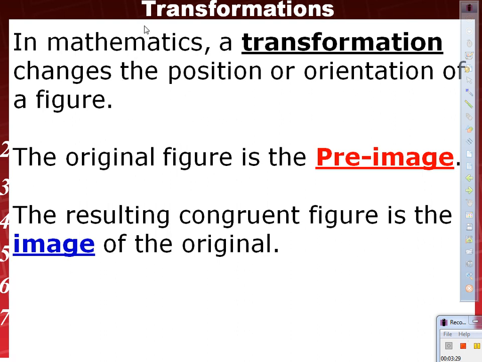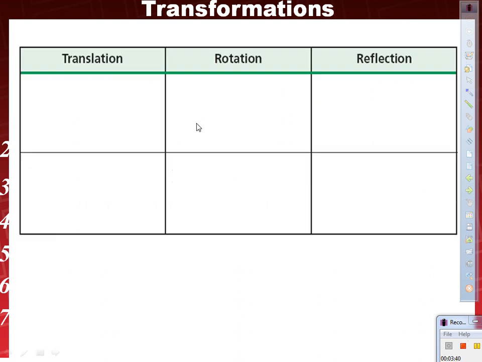So there's three transformations that we're going to be doing today. Copy this table, please. The three transformations we're going to be covering today are translation, rotation, and reflection. Copy that table, please. I'll give you some time. So, writing pencils down, look up to the screen.